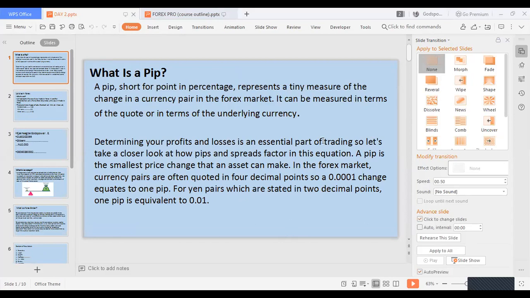Determining your profit and losses is an essential part of trading. So let's take a closer look at how Pips and spread factor into this equation. A Pip is the smallest price change that an asset can make. In the forex market, currency pairs are often quoted in 4 decimal points. So a 0.0001 change equates to 1 Pip.